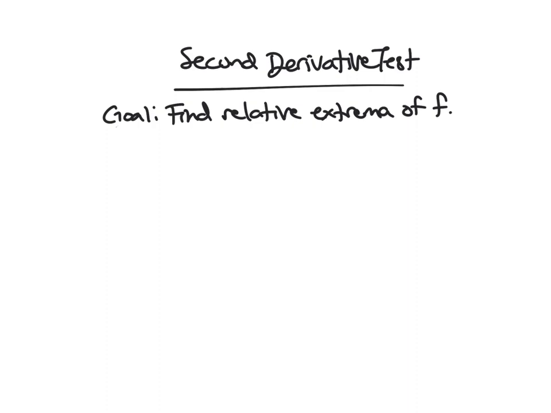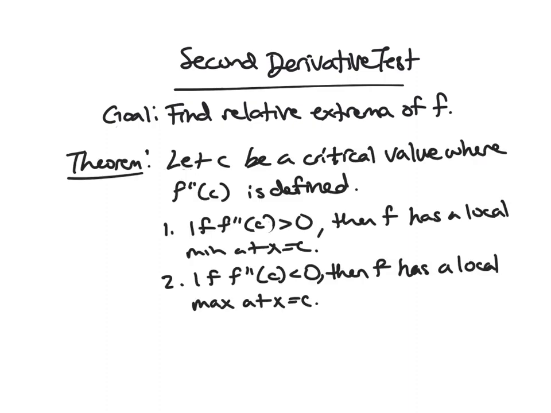So here's the statement. Let c be a critical value where the second derivative is defined at c. Remember, critical value means f prime is zero or does not exist. If we want f double prime of c to be defined, this really means that f prime of c must be zero, it can't be the does-not-exist case. So we've got a horizontal tangent line at c.